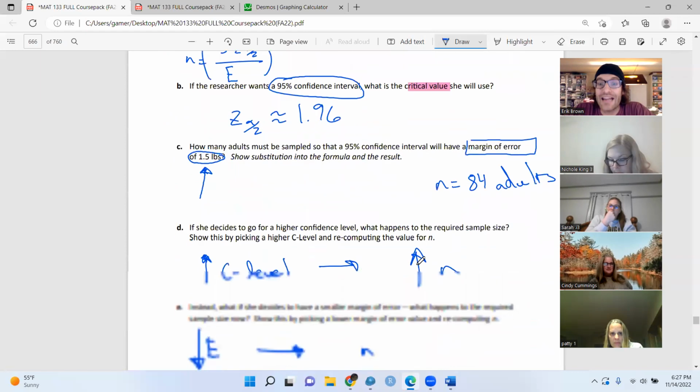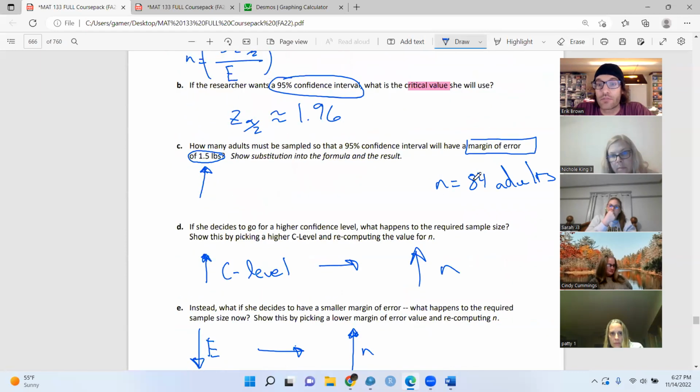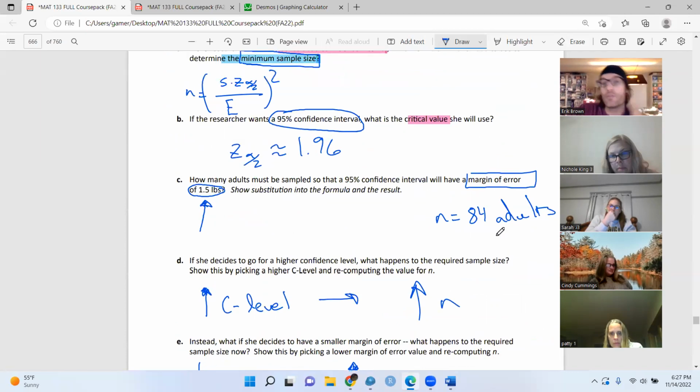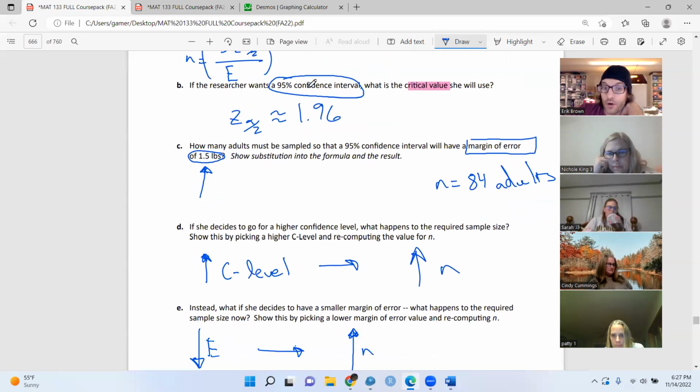If we did 83, like this one was 83.666, if we talked to 83 people, we would be one person shy of meeting these two requirements. And we couldn't guarantee a 95% chance of the parameter being in there. So it is to ensure that our standards are met. If we talk to more people, we're just going to be more accurate, right?